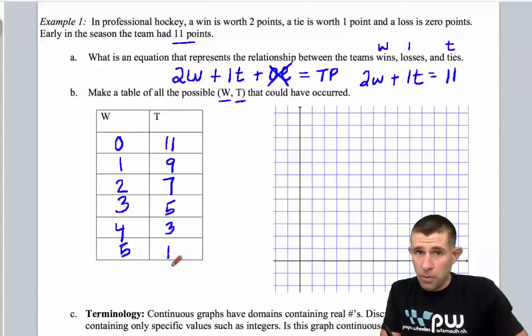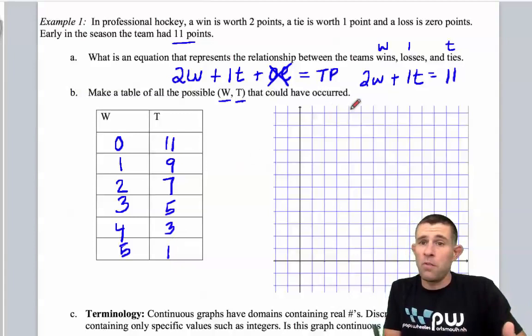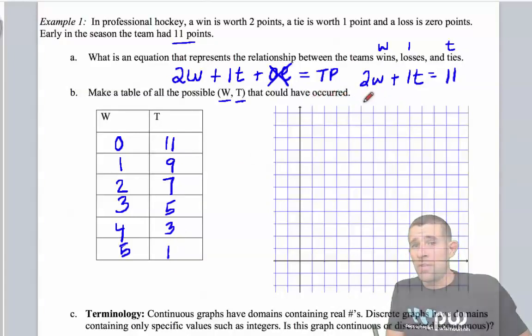Now I couldn't possibly have 6 wins because that would put me at 12 points, and that would put me over my max. All right, let's take a second to plot this now.